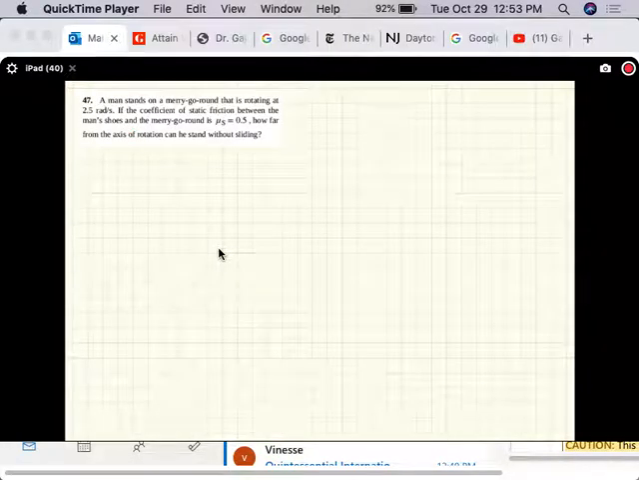All right, so this problem says a man stands on a merry-go-round that is rotating at 2.5 radians per second. If the coefficient of static friction between the man's shoes and the merry-go-round, mu s, is 0.5, how far from the axis of rotation can he stand without sliding?